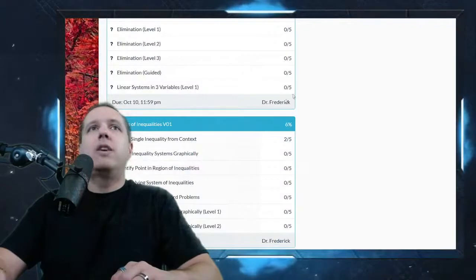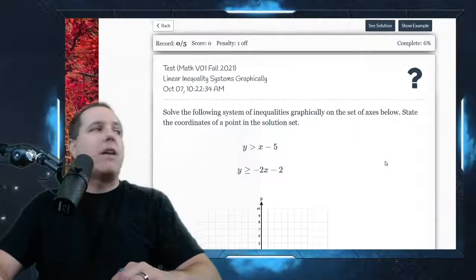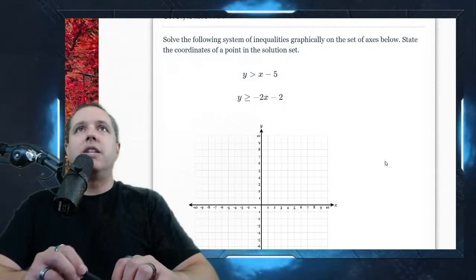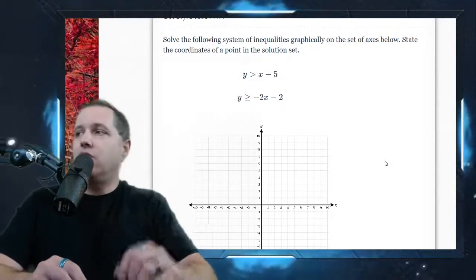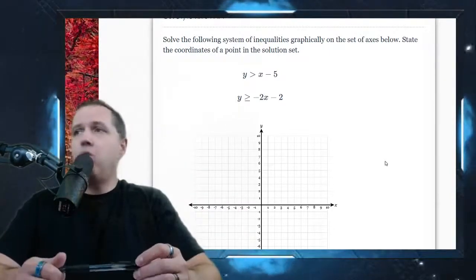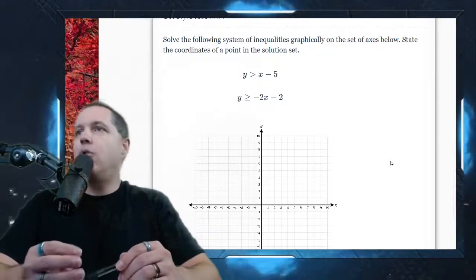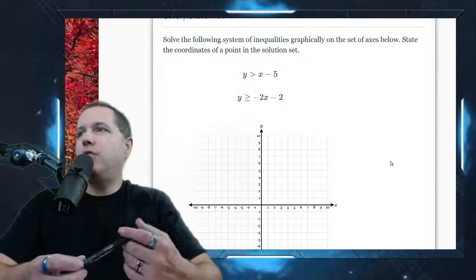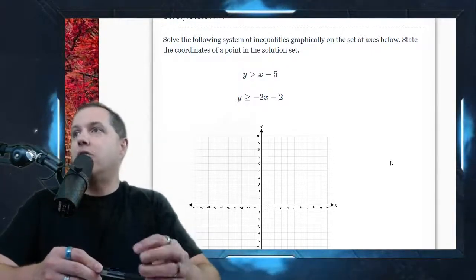So let's go back and look at a couple problems. Systems of linear inequalities graphically. Okay. Solve the following system of inequalities graphically. On the set of axes below, state the coordinates of a point in the solution set. Now remember, there's an infinite number of points in the solution set, so there's not just the one point you're looking for, right? A lot of times when people talk about math, they'll say, well, there's always an exact answer. There's always a right answer. That's not always true. Here there's numerous right answers, right? Which I guess technically you could say there is a right answer because there's many of them.